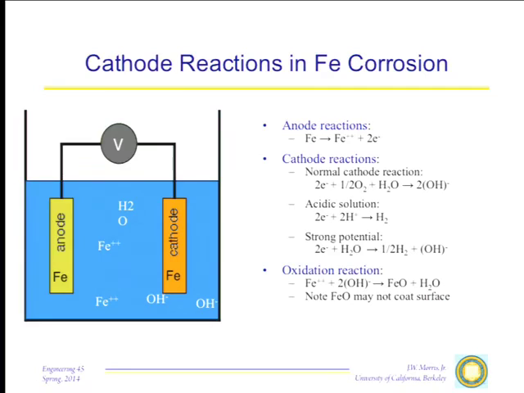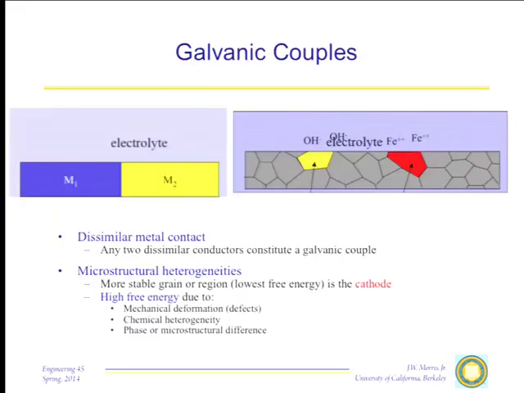The anodic reaction, iron is being oxidized, sometimes to Fe2+, sometimes to Fe3+, depending on the conditions. On the cathode side, normally we consume oxygen and produce hydroxide. And that's the cathode reaction. And the net result is rust. Well, so why are we getting corrosion? Well, galvanic couples we already talked about when they're dissimilar metals.